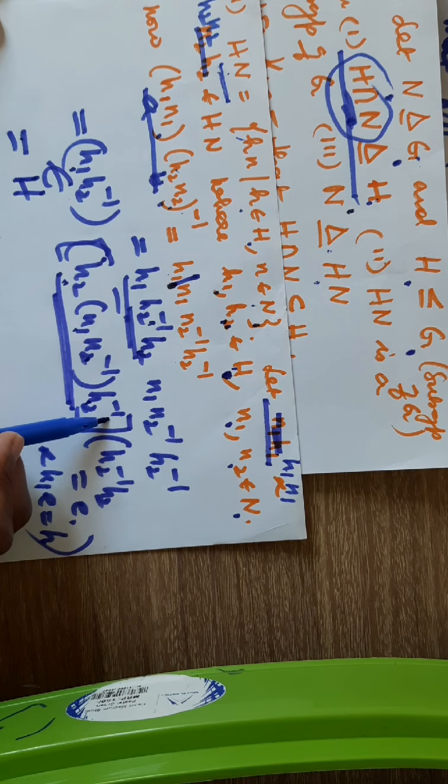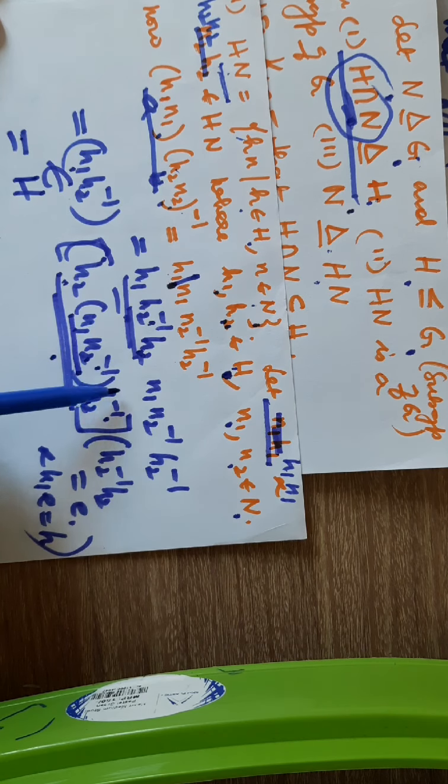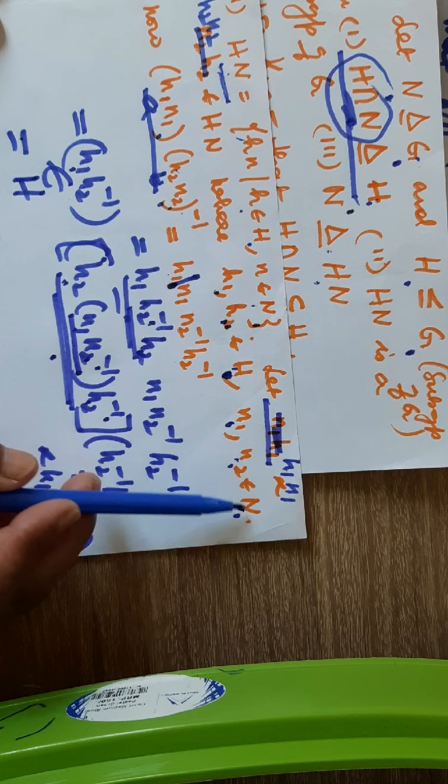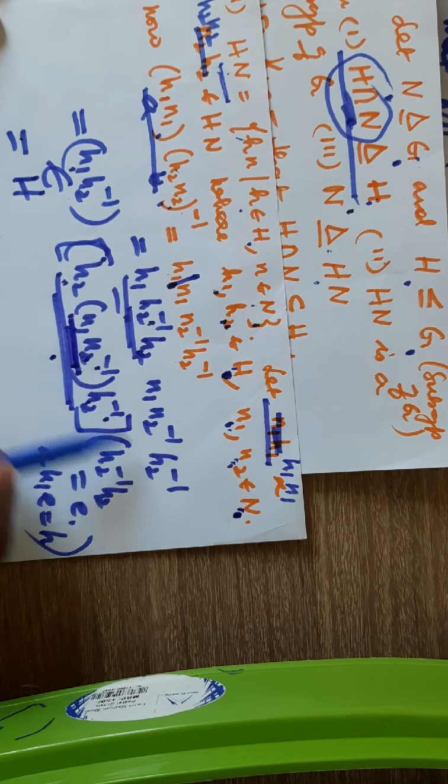That is the elements inside the bracket: h2 n1 n2 inverse h2 inverse. Will it belong to N or not? Now n1 n2 inverse is an element of N. Why? Because n1, n2 belong to N and N is a subgroup. So n1 n2 inverse belongs to N. So this middle element belongs to N.